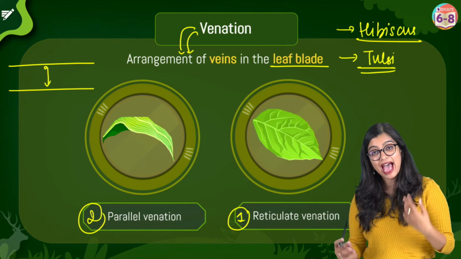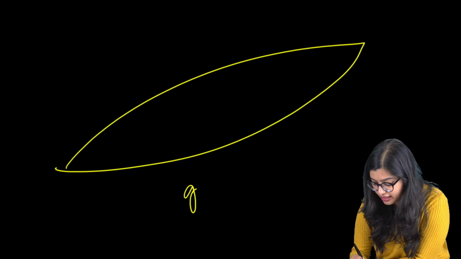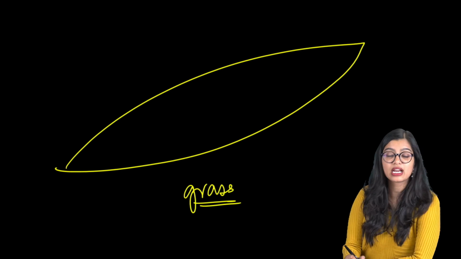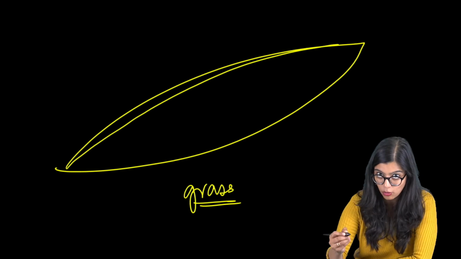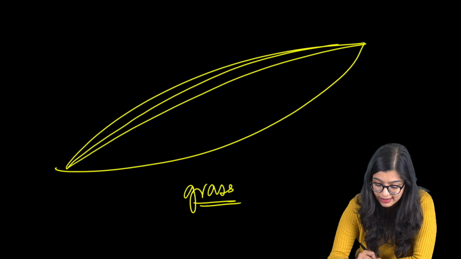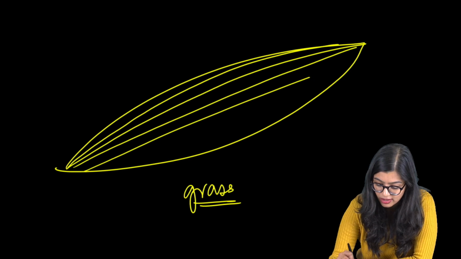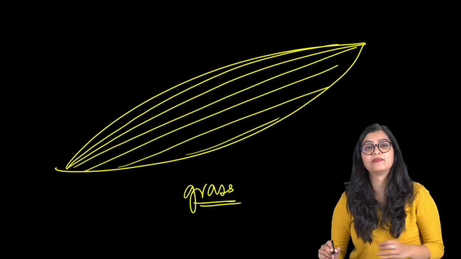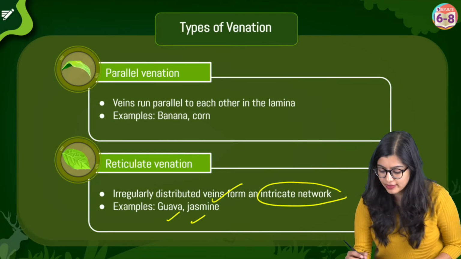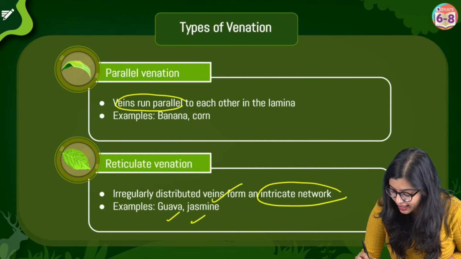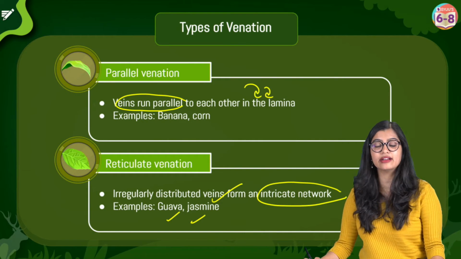right? So parallel venation is when, like in the case of grass, right? If you look at grass leaves, you see that there is no prominent midrib, we do observe it, but rather we see that the lines that are there are all parallel to each other. Yes, or the veins that are there are parallel to each other. So we see that in parallel venation, the veins run parallel to each other in a lamina.